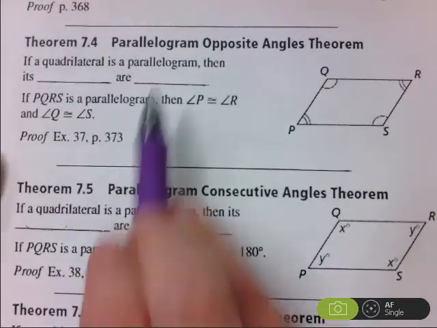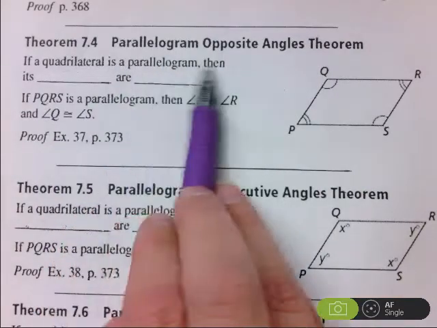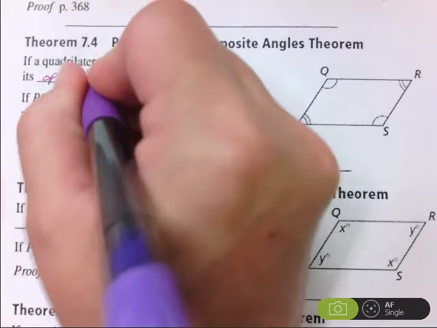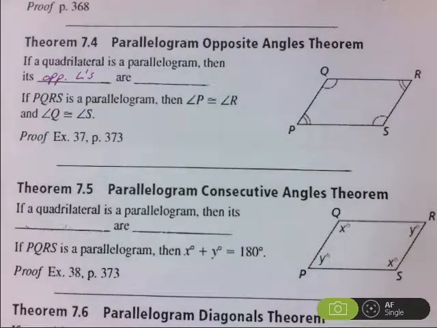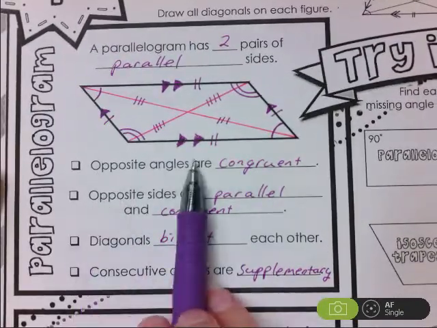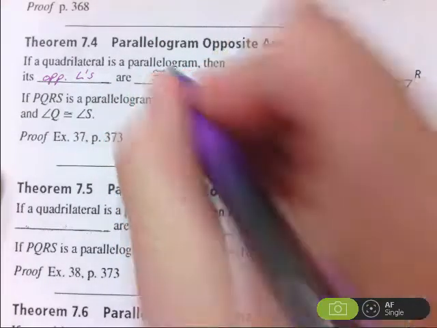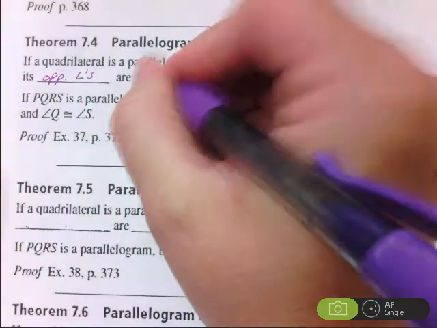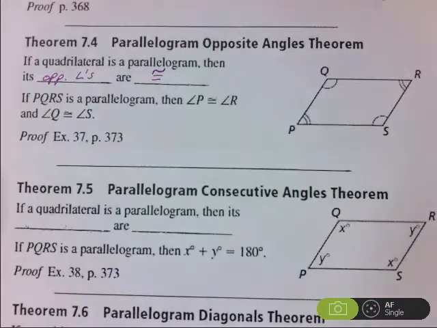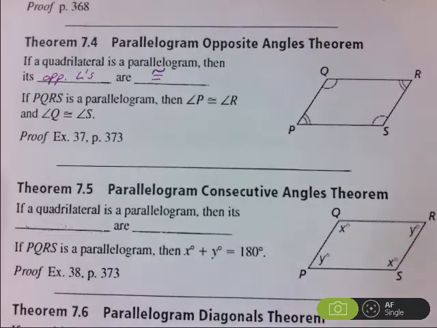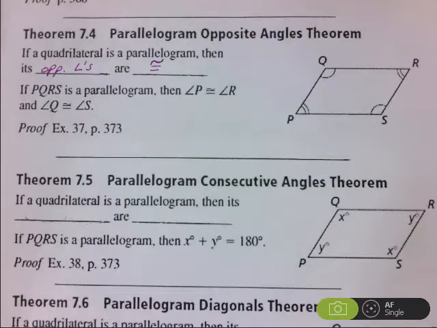So this one is opposite angles. So if a quadrilateral is a parallelogram, then the opposite angles, and I'm going to use my angle symbol, are, well, what do we know about opposite angles? Let's look over here. We just said that opposite angles are congruent. So we're going to put our congruency symbol in here again. So those are congruent to each other. Those are congruent to each other. And then we have an example down here, as well as the markings over here to the right. Okay? Great job. Let's keep going then.